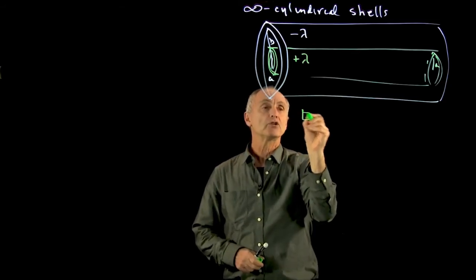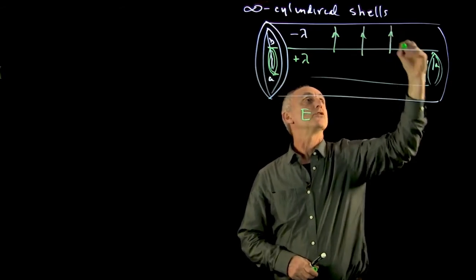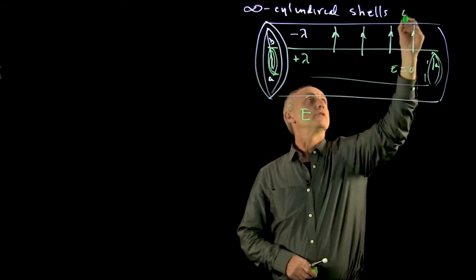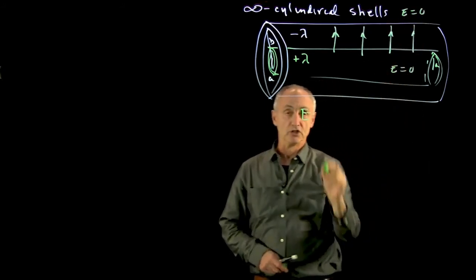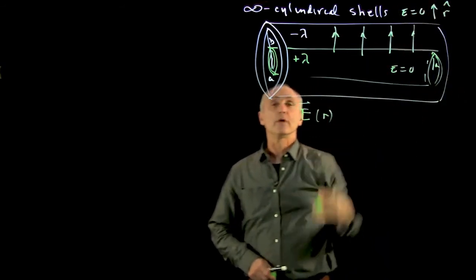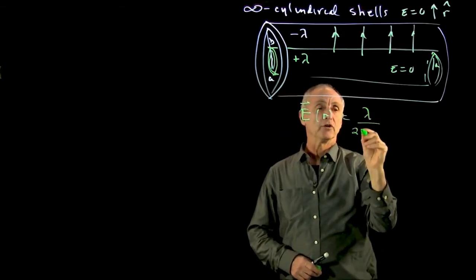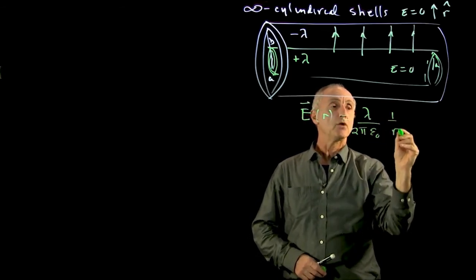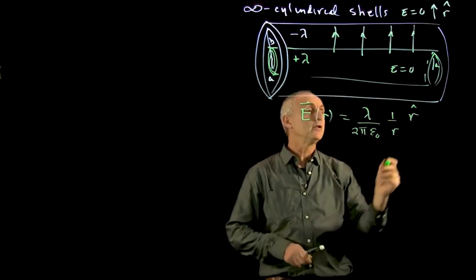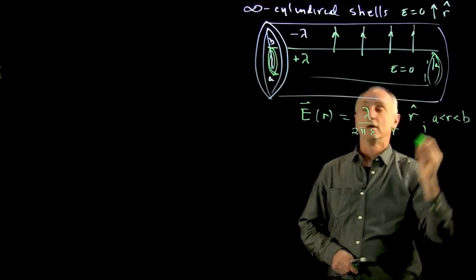And in our Gauss's law calculation, we saw that there was an electric field that pointed from the inner to the outer. It was 0 in this region and 0 in that region, only non-zero between these shells. And in that region, if we choose a radial direction pointing away from the symmetry axis, then we have the electric field lambda over 2 pi epsilon naught, and it went like 1 over r, r hat. That was our electric field, in the region a less than r less than b.